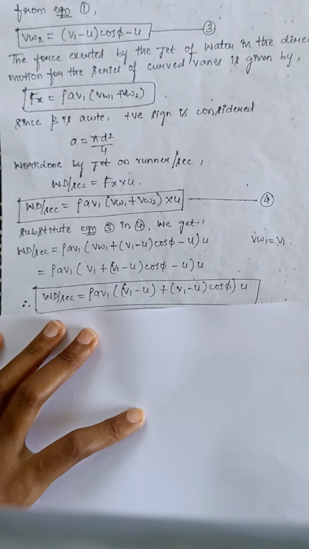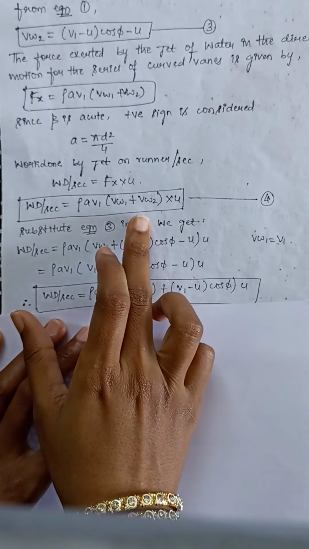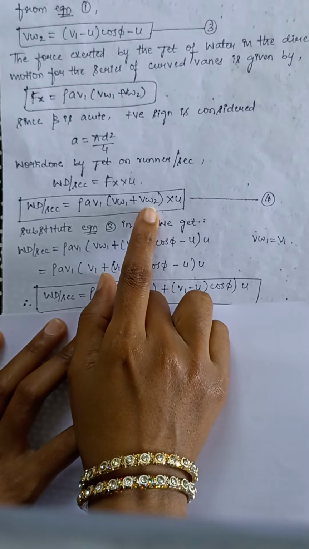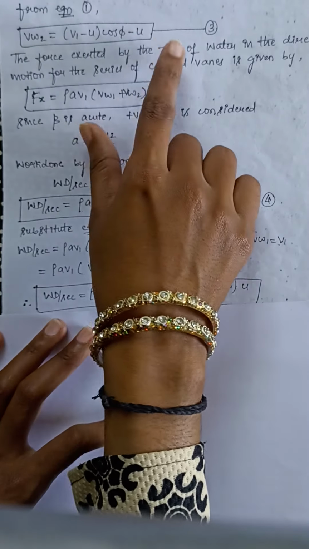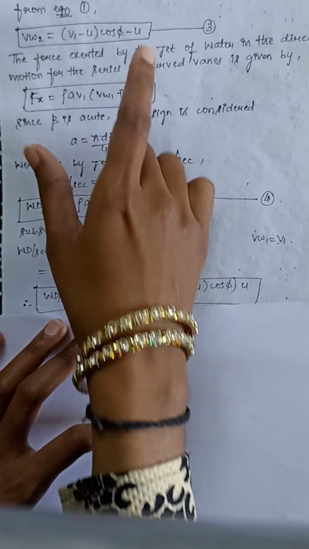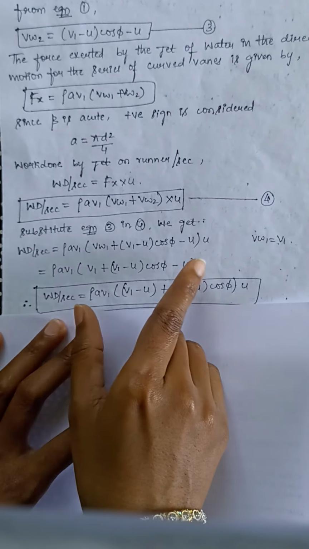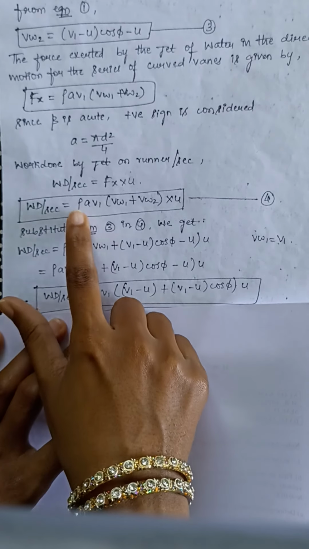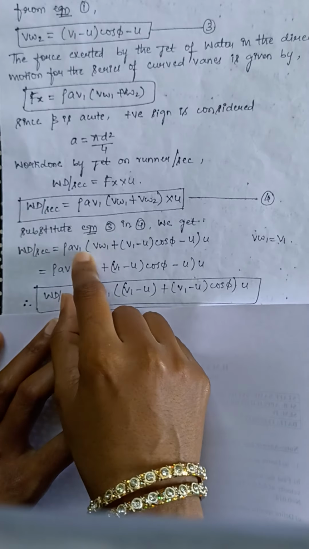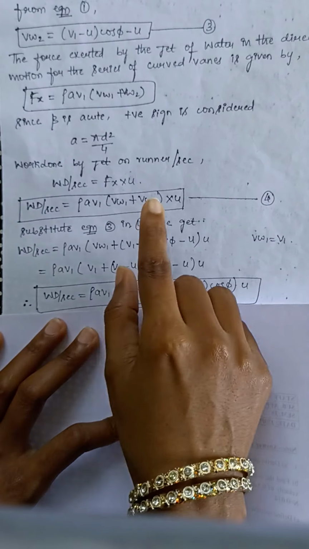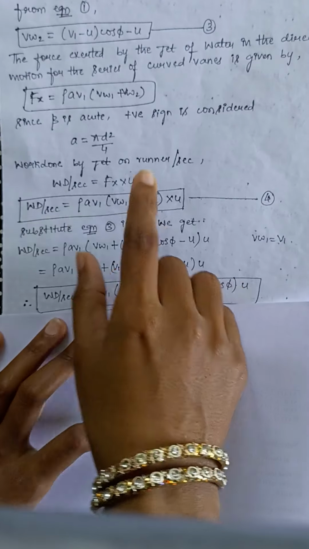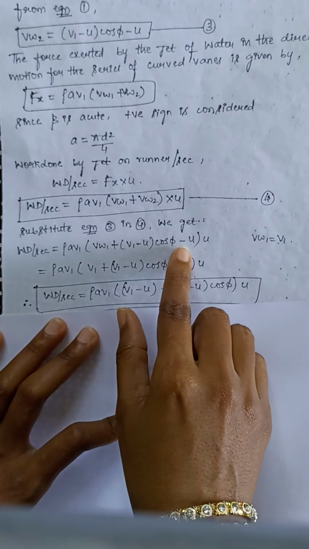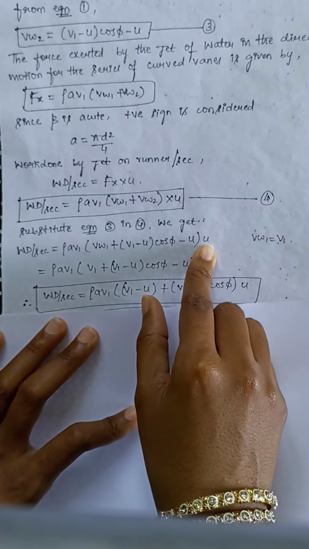Now in the next step, let us substitute equation 3 in equation 4. See, in equation 3 we got the equation of Vw2. Let us replace this term Vw2 with the equation (V1 minus u) into cos phi minus u. So on substituting 3 in 4, we get work done per second as rho a V1 will remain as it is, into Vw1 remains as it is, plus, in place of Vw2, we will be replacing that with (V1 minus u) into cos phi minus u. Let us replace it and multiply the whole equation with u.